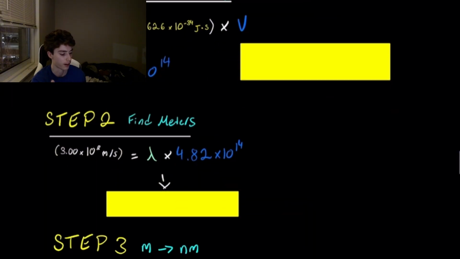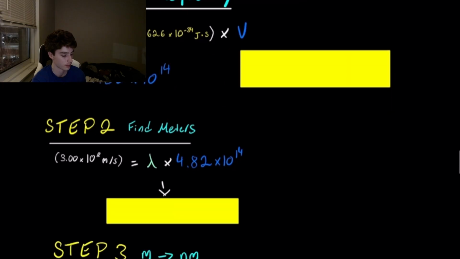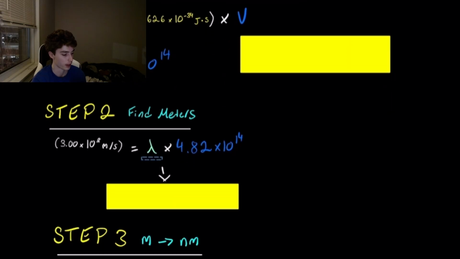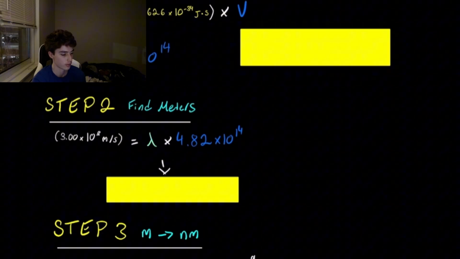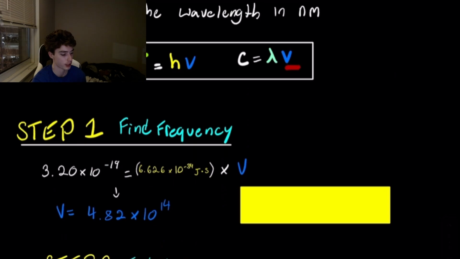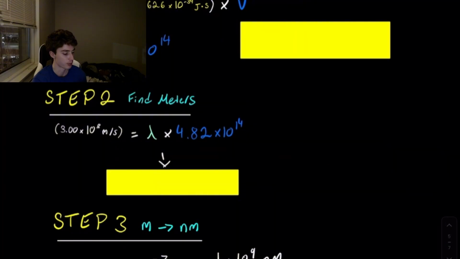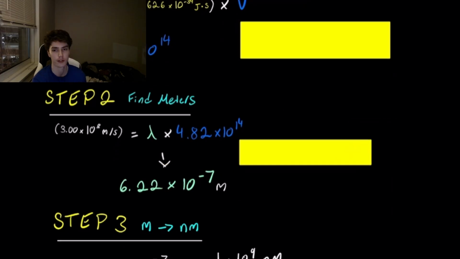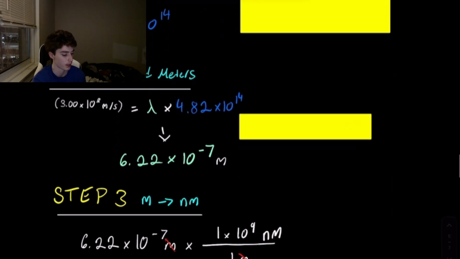Step 2, find the wavelength in meters. Using this equation, because we have our frequency and we have the speed of light, and we're solving for the wavelength in meters, we just divide the speed of light by the frequency. Boom, that is our wavelength in meters: 6.22 times 10 to the negative 7th meters.